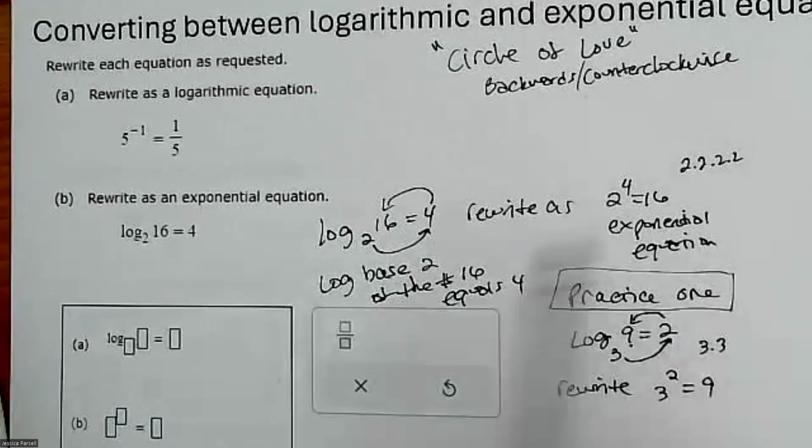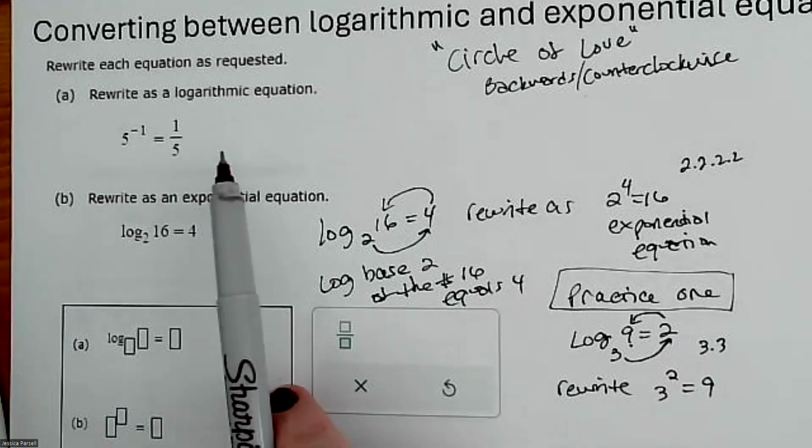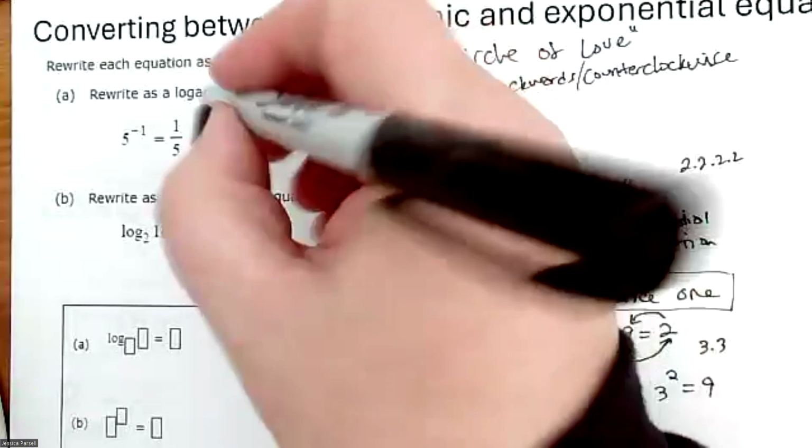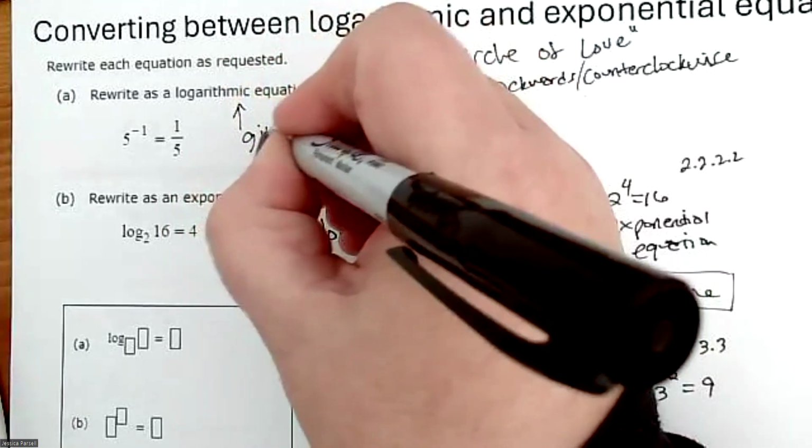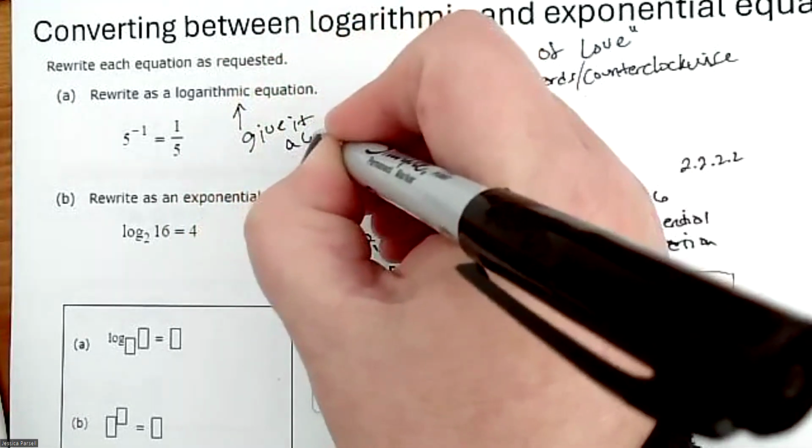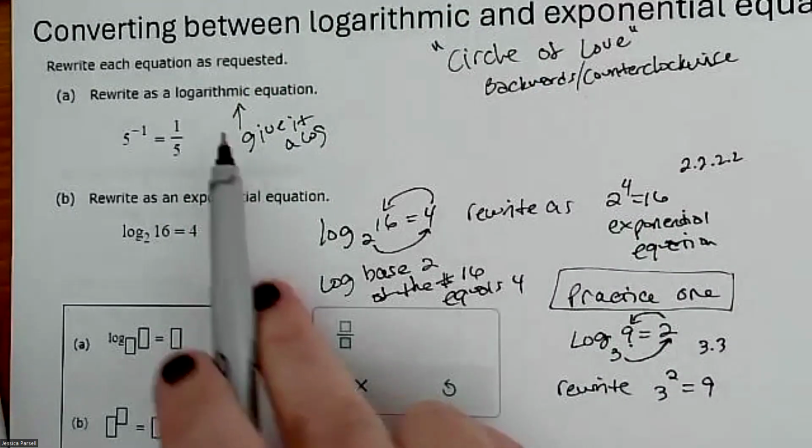When you have an exponential equation and you want to write it in logarithmic form, you're going to need to give it a log. It doesn't have one, but we have to have a log.